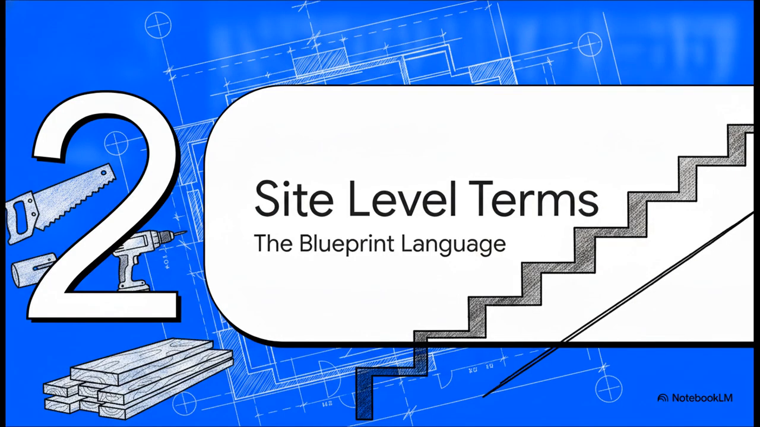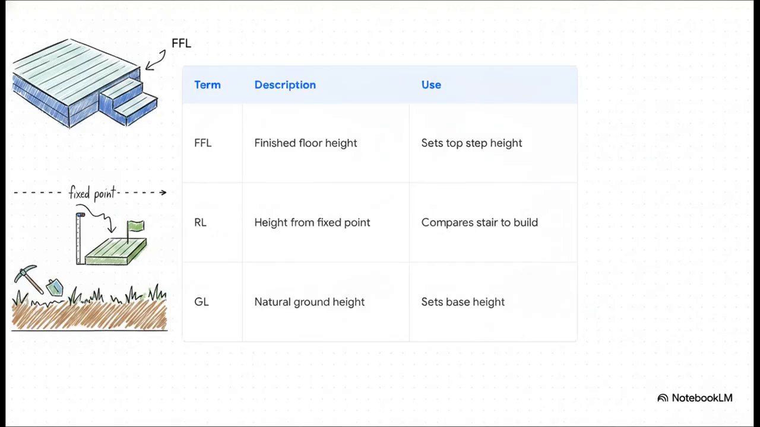Moving right along to Section 2, Understanding Site-Level Terminology. Let's talk about the blueprint language. Now, what's really interesting about this is how defining these terms side by side totally takes the mystery out of architectural abbreviations. Before you pick up a tool, you have to decode this stuff. FFL, or finished floor level, is the height of your final floor surface, like the actual decking or tiles, and that sets your top step height.